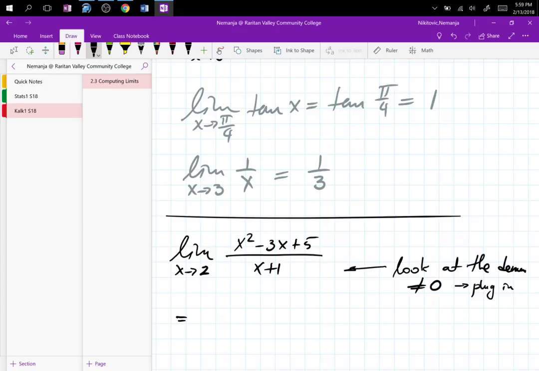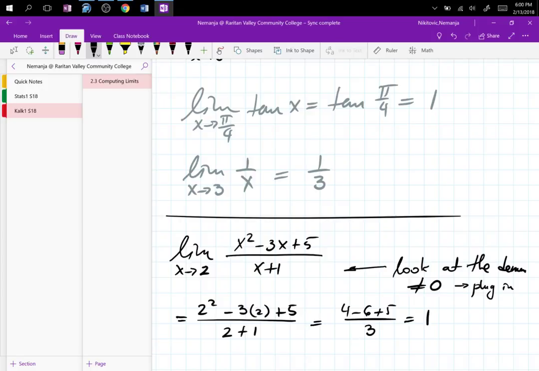So what is this? It's 2 squared minus 3 times 2 plus 5 divided by 2 plus 1. So that's 4 minus 6 plus 5 divided by 3. That's 9 minus 6, that's 3 over 3, which is 1. Hey, the limit is 1. We got it. Nothing weird was happening with the question. We did not have an issue. So, we're done.